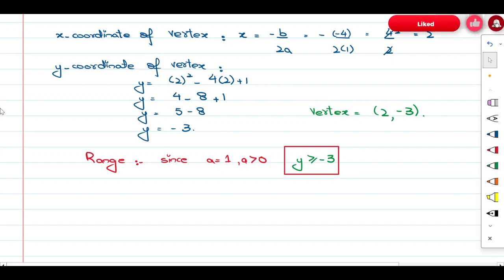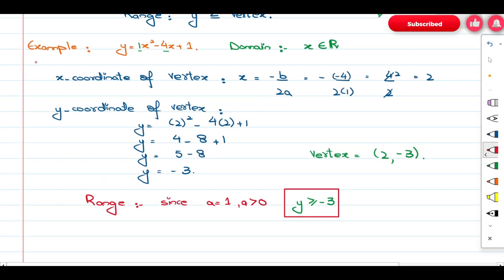Let me repeat the example one more time. Whenever you have the quadratic equation in standard form, its domain is always the set of all real numbers. To figure out its range, we need the vertex, right? Every quadratic needs the vertex. To get the x coordinate of the vertex, use the formula x is equal to minus b by 2a. Plug that x coordinate into your equation to get the y coordinate of the vertex, and then you will get the coordinates of the vertex, right?